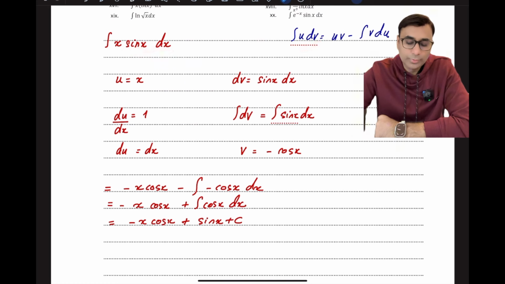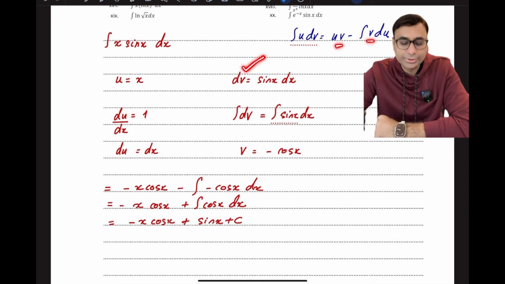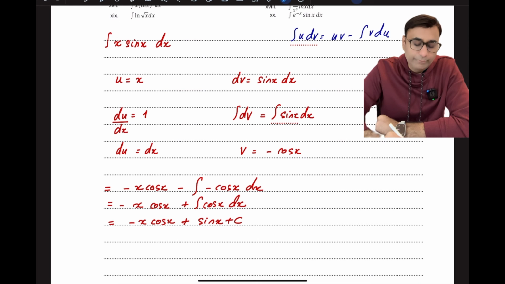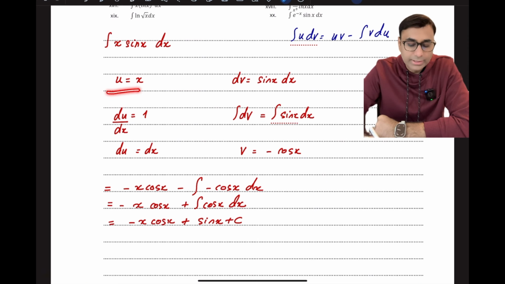then to apply the formula, you also need v. And if you have supposed dv, then you always need to integrate to get v from there. So one thing is always going to be there. Once you have made your choices of u and dv, you will always differentiate u to get du, and you will always integrate dv to get v.